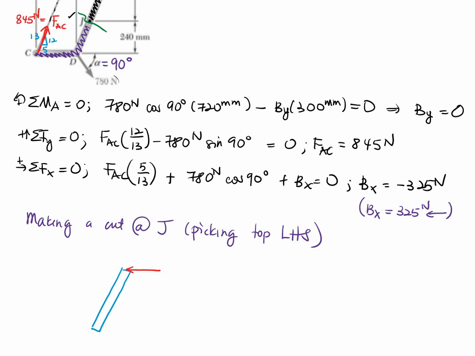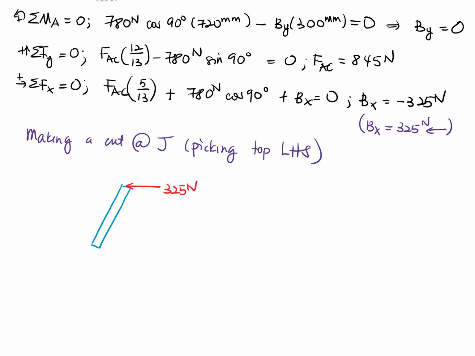You know that's actually going in the opposite direction, 325 newtons. Okay, perfect. And then we know that if we're making a cut, we have horizontal normal force going in the perpendicular direction, N sub J. See, that's going away from the surface. And then we have our shear force, V sub J. And then we have our moment at J, M sub J. Okay, so that's really nice.